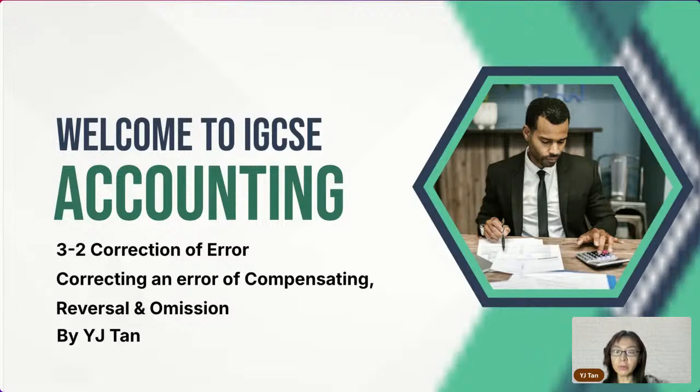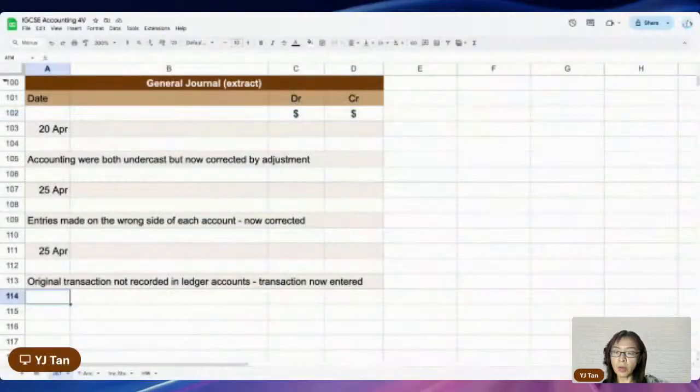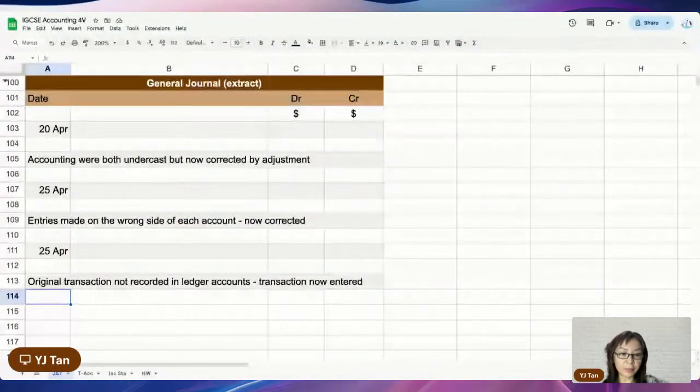In this video, we will do 3 examples for compensating, reversal, and also omission errors. Let's have a look at what this type of error is and how to make the correction. Okay, we will go straight into the examples.